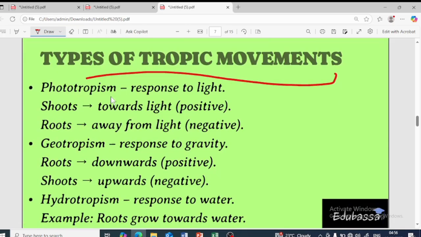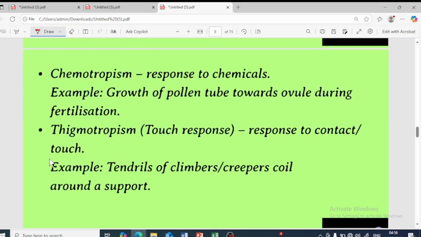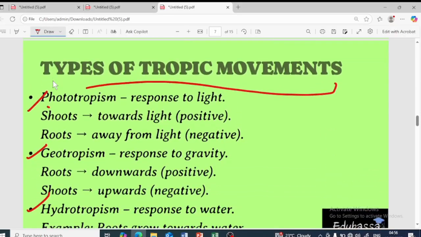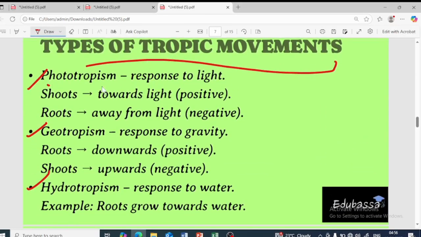So there are several types of growth dependent movement. One is phototropism, geotropism, hydrotropism, chemotropism and thigmotropism. We will learn one by one. First one is phototropism. Phototropism is a response to light, in the sense the movement of the plant is going to take place wherever the light is present. The growth is going to take place wherever the light is present.